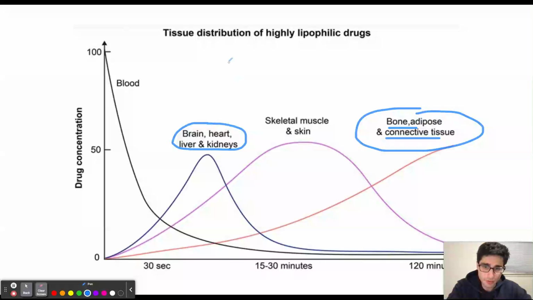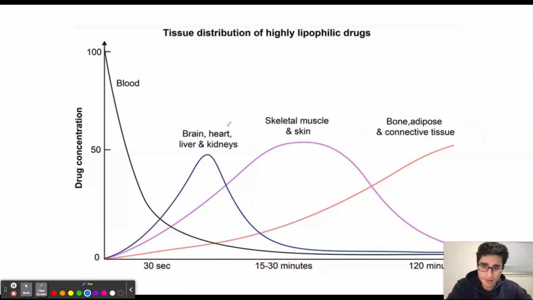Now, a good example of an anesthetic with this type of distribution is going to be propofol. So when you give someone that drug, they're going to be anesthetized quickly because that drug is highly lipophilic, so it is going to easily cross the blood-brain barrier to reach the brain and quickly anesthetize the patient.